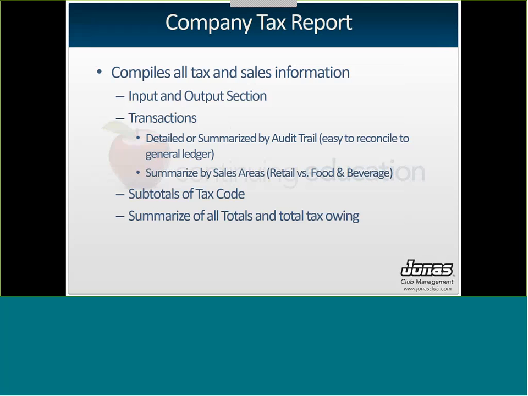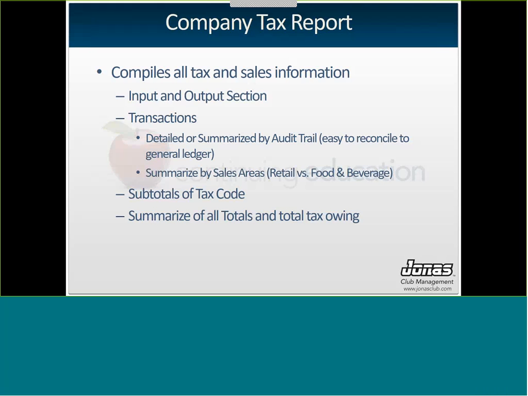The reason you might want to do this is because it's a lot easier to reconcile. Those transactions did not hit the general ledger individually. They got grouped together. So that number will be in your GLs. You can compare it to your report. You also have the option to summarize by sales area. So that way you can kind of look and see this is the tax from our retail, this is our tax from our food and beverage, this is our tax from our administration office. So it kind of allows you to summarize it and compare it to your sales individually like that as well.